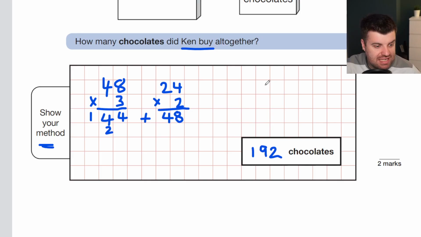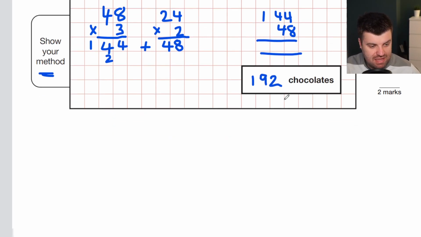Again, just write it out. It says show your method. Just do it. You'll have time likely in this test. The timer isn't too tight. You can just add them up there.